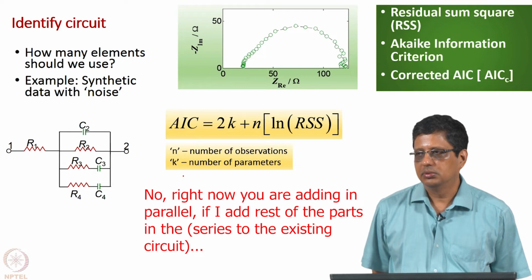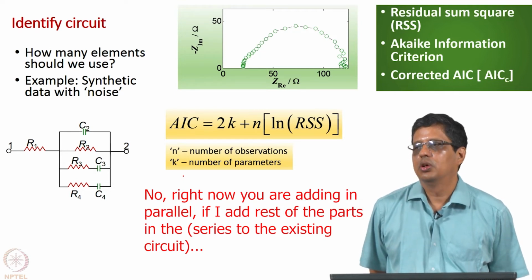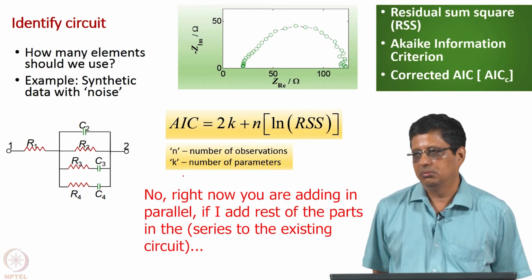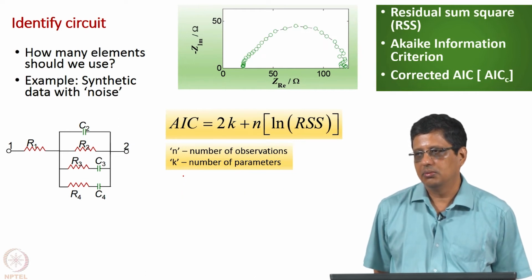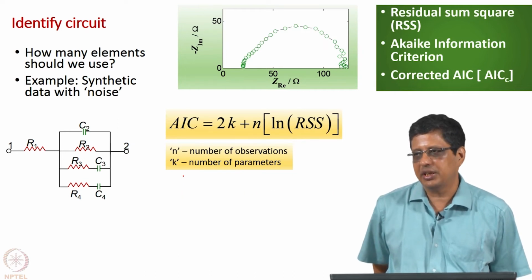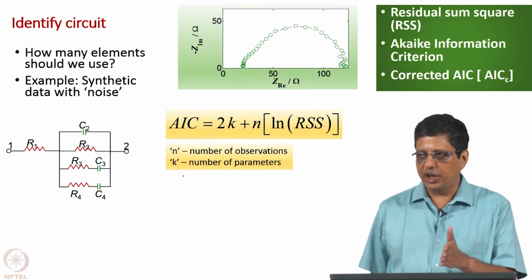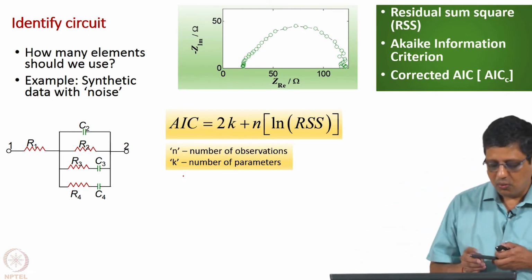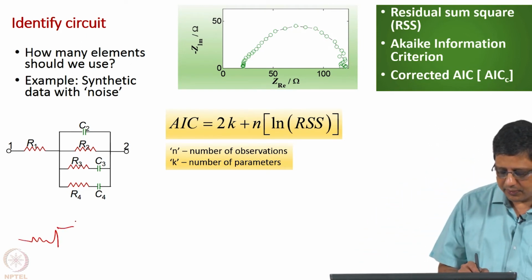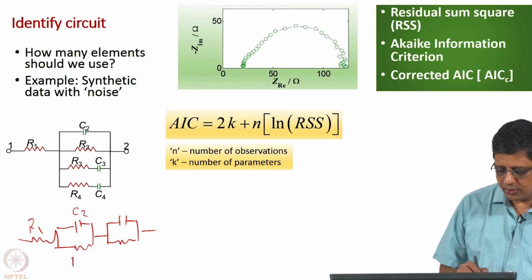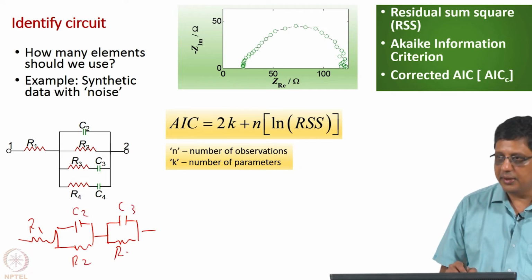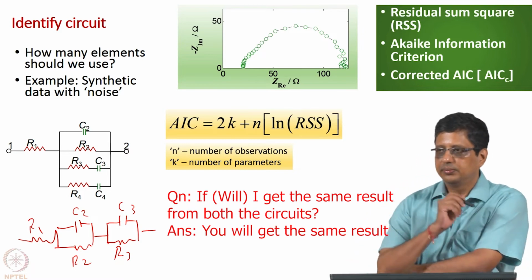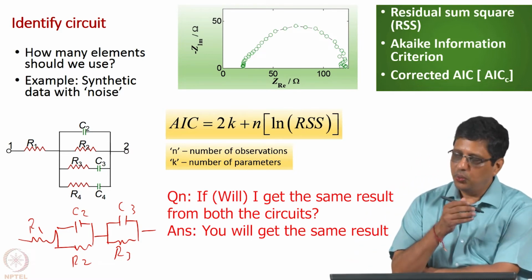Yeah. If you use a Voigt series, or if you use a ladder series, ladder is another representation. If you add it in a different location in the circuit, that is what you are asking, right. Instead of this, can I add like this, and call this R1, C2, R2, C3, R3? Yeah, if I get the same result from both the circuits, you will get the same result.